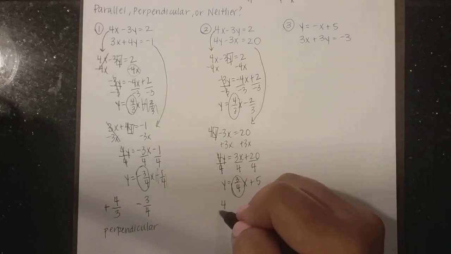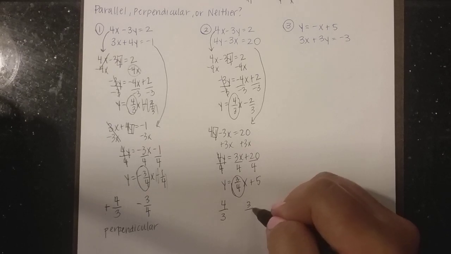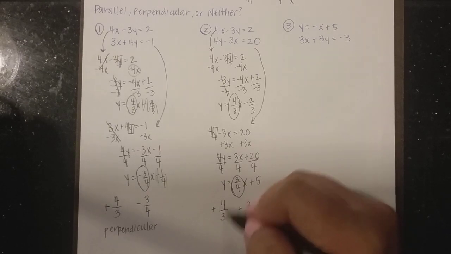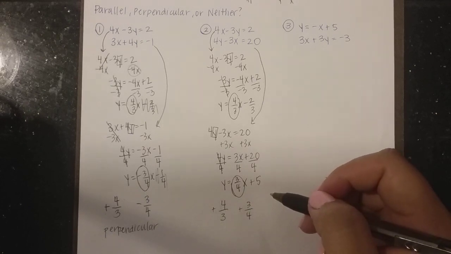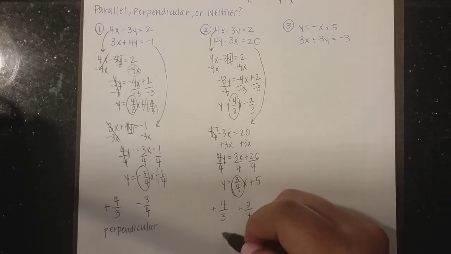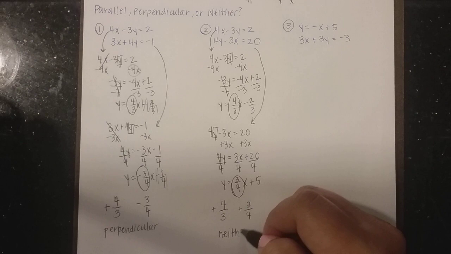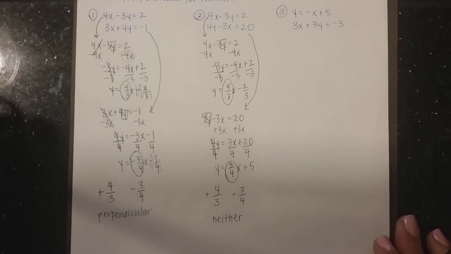So I've got a positive 4/3 and a positive 3/4. So they are reciprocals, like the first one, but they're both positive, so they can't be perpendicular, and they're not the same. So that means this one is neither. Make sure we can see that.